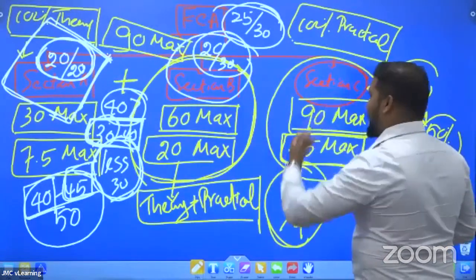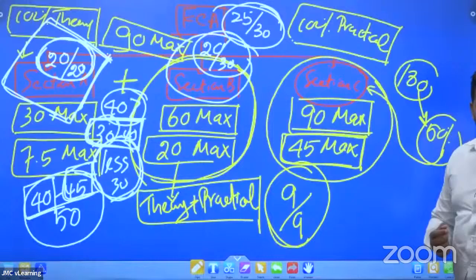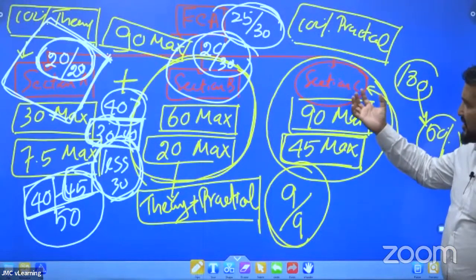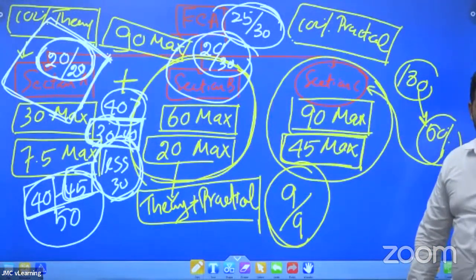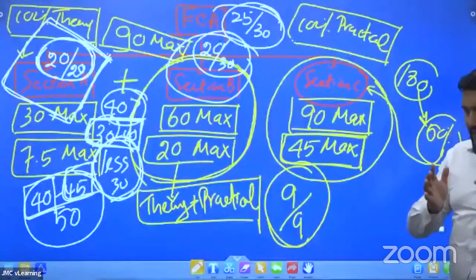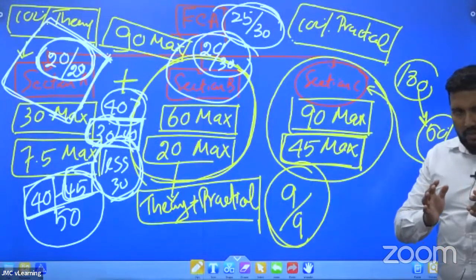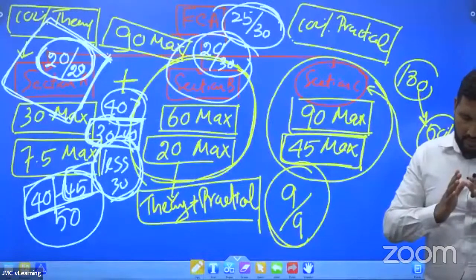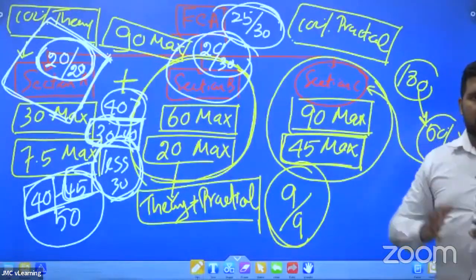So straight away start from section A. Okay, rather than you starting from section C, straight away starting from section A. But once you completed section A and section B, make sure that you have basically out of danger.